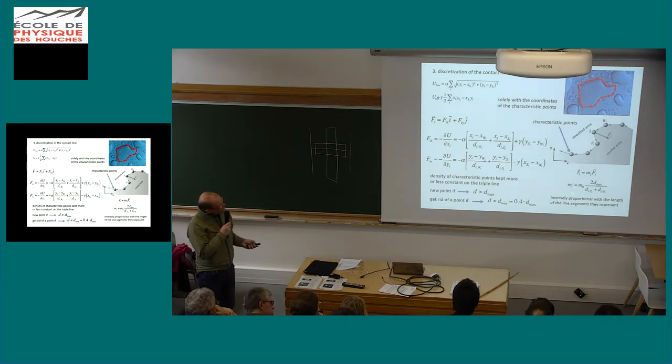Then you also say that the mobility of a characteristic point depends on the segment that it is associated with. So as the segment which is characteristic to this point is bigger, the mobility is smaller. So you then have the equation of motion. You just simulate how, in fact, the triple line is evolving.